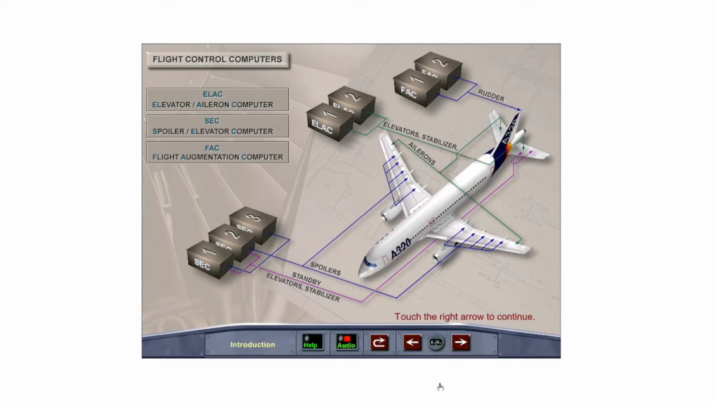There are 2 elevator aileron computers, or ELACs, for elevator, stabilizer, and aileron control. 3 spoiler elevator computers, or SECs, for normal spoilers control and standby elevator and stabilizer control. 2 flight augmentation computers, or FACs, for electrical rudder control. 1 SEC, or 1 ELAC, is capable of controlling the aircraft in both the roll and pitch axis.